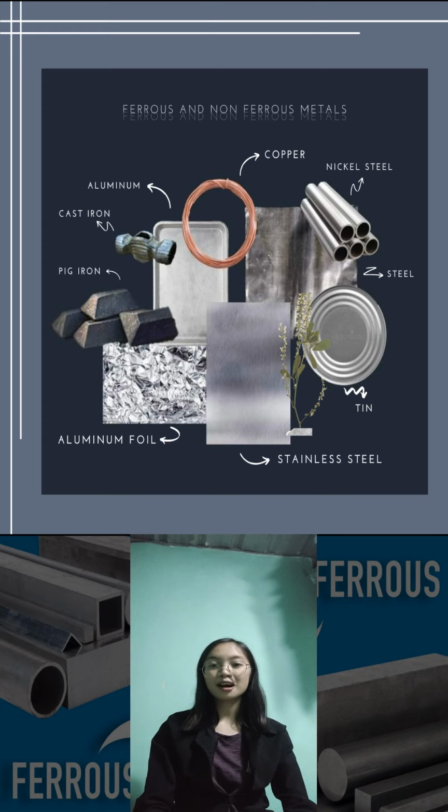Second on the list is copper, which is a lustrous reddish metal that is used in electric and communication cable. Next is nickel steel, which is stronger than carbon steel and used in structural members. Furthermore, steel is a malleable alloy of carbon and iron and is used for structural frameworks.